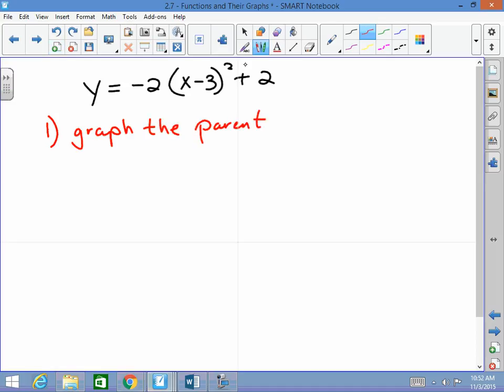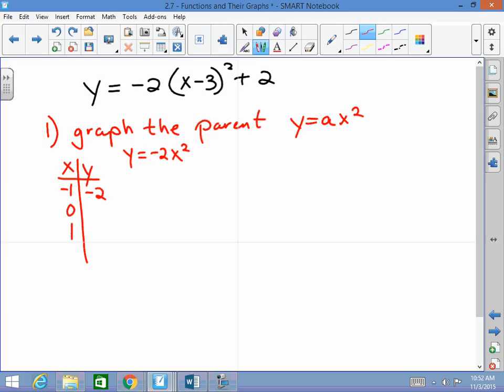If it's squared, that means your parent in this case is y equals a x squared. So you make a little table: x and y, negative 1, 0, and 1. Your parent in this case is y equals a, which is negative 2, x squared. Is everyone with me? If x is negative 1, what's y? Negative 2. Okay, good job. Negative 1 squared is 1. 1 times negative 2 is negative 2. Great job.